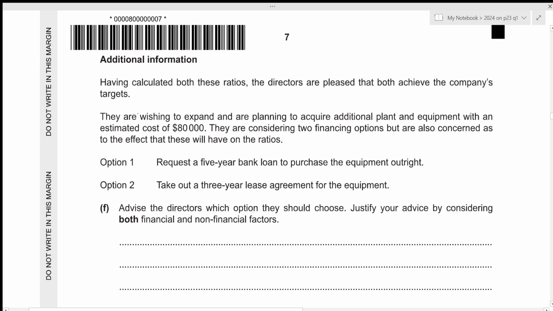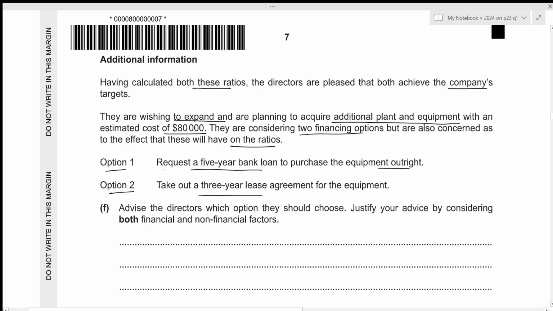We have been given some additional information. Having calculated both these ratios, the directors are pleased that both achieve the company's targets. They are wishing to expand and are planning to acquire additional plant and equipment with an estimated cost of 80,000. They are considering two financing options but are also concerned as to the effect that these will have on the ratios. Option 1 is to request a 5-year bank loan to purchase the equipment outright. Option 2 is to take out a 3-year lease agreement for the equipment.